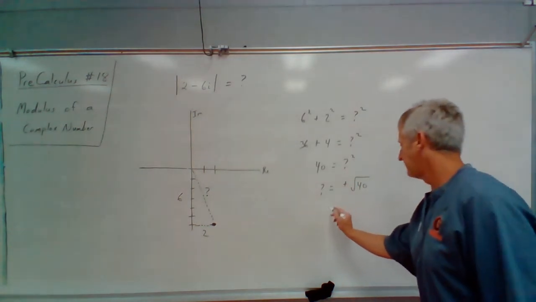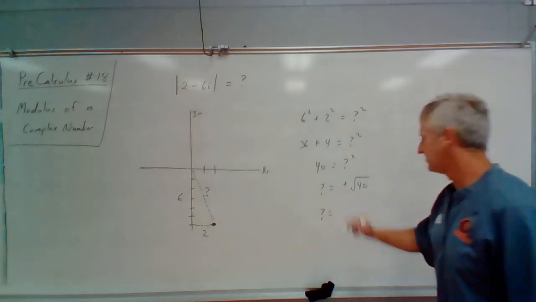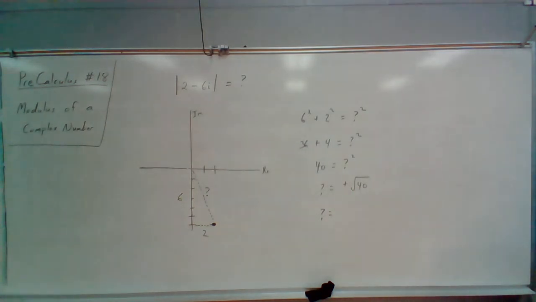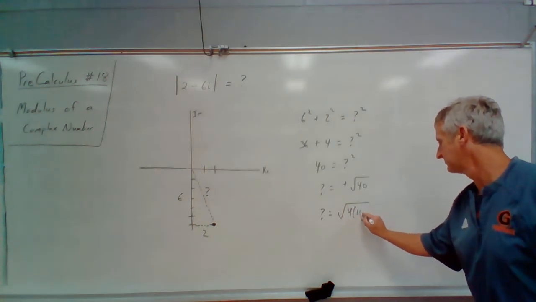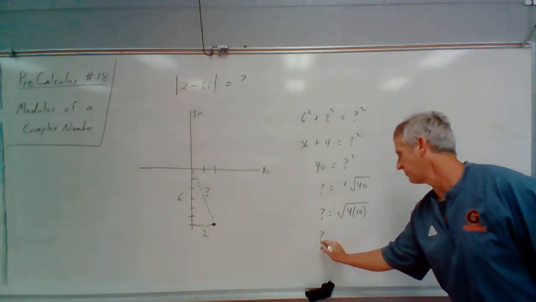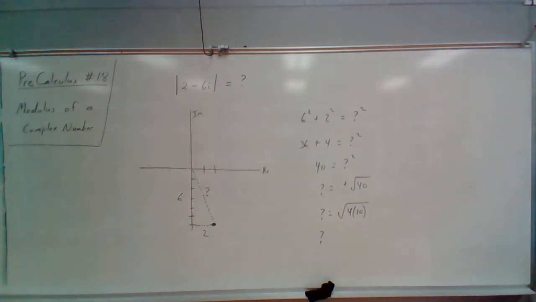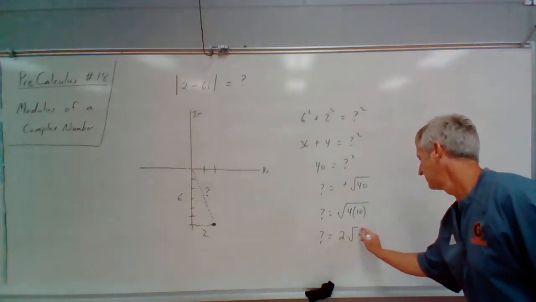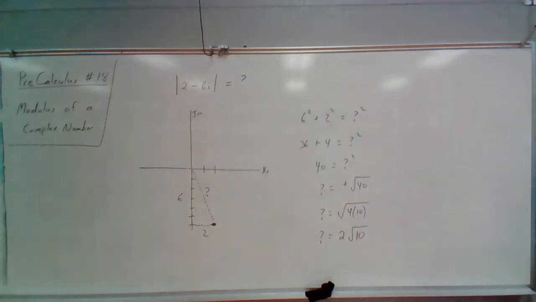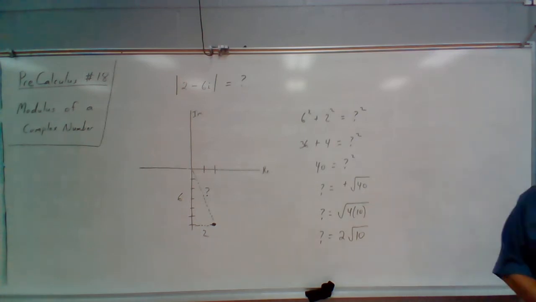All right, let's simplify this a little. What's the biggest perfect square that would go into 40? That would be 4. So we have the square root of 4 times 10. We can break that apart: the square root of 4 and the square root of 10. And that would give us 2 square roots of 10. So the absolute value, or the modulus of 2 minus 6i, is 2 times the square root of 10.